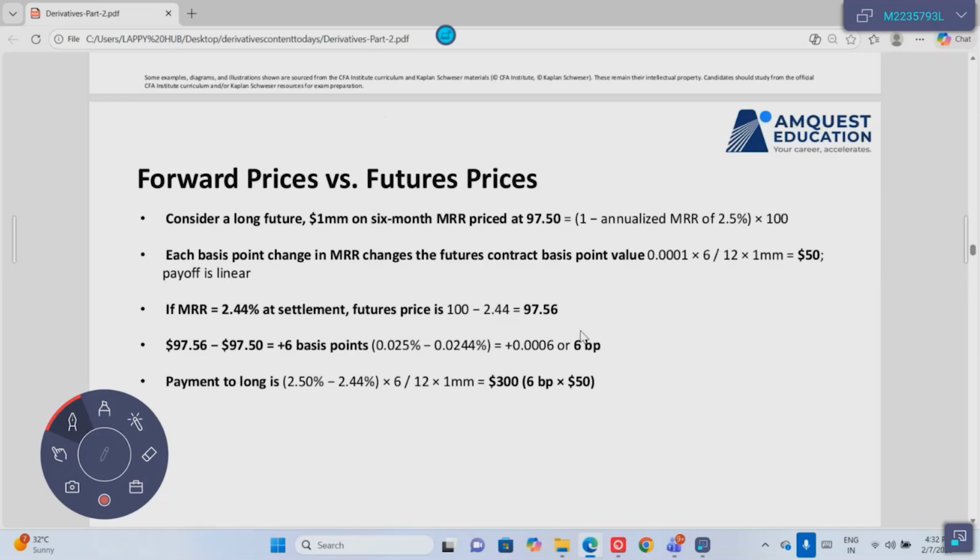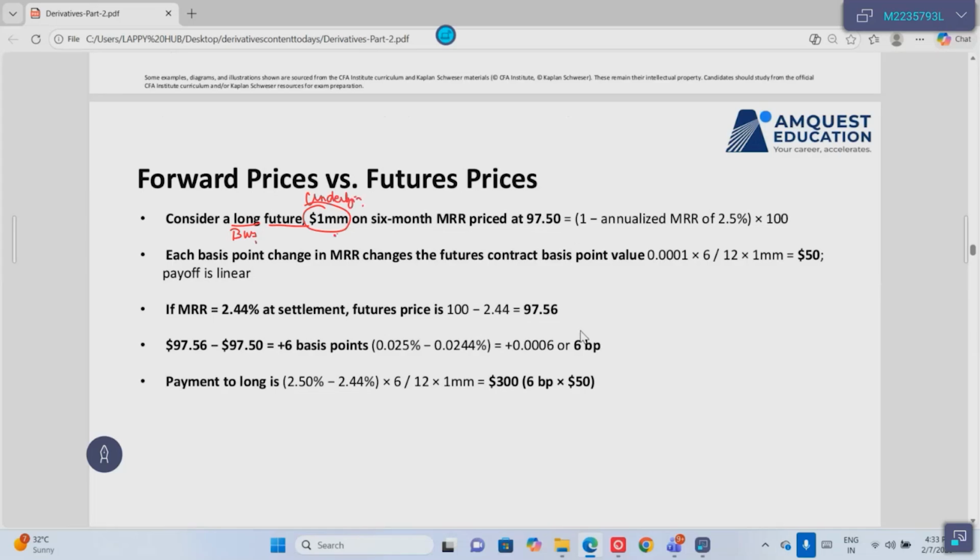Now, let's look at this example. I have now learned the term long. Long means I'm going to buy the underlying. Future means it's a commitment, which will be subject to mark-to-market cash flows. What is $1 million? This is the underlying. So I have agreed to buy $1 million, meaning I'm going to receive $1 million after 6 months based on the 6-month MRR, which is priced at 97.5.